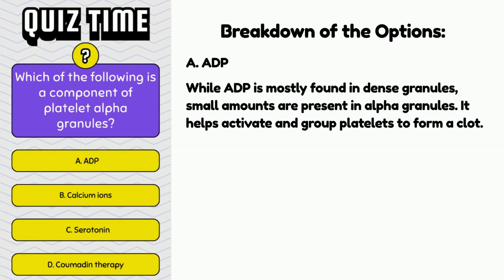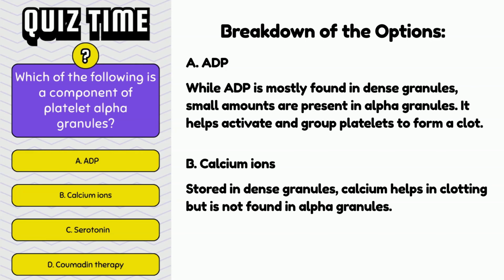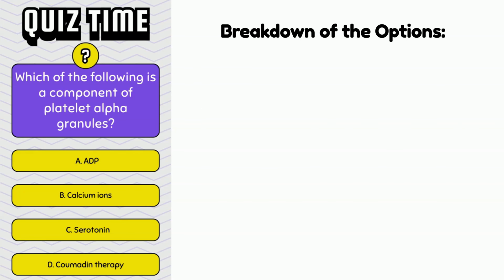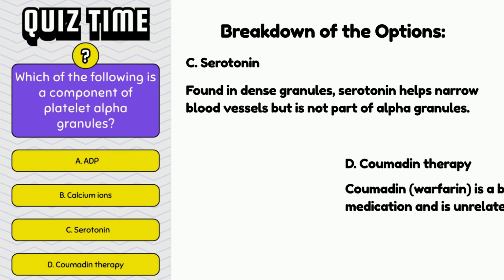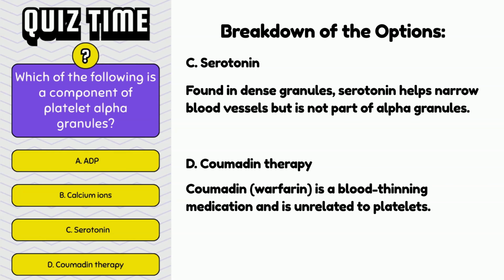A. ADP. While ADP is mostly found in dense granules, small amounts are present in alpha granules. It helps activate and group platelets to form a clot. B. Calcium ions. Stored in dense granules, calcium helps in clotting but is not found in alpha granules. C. Serotonin. Found in dense granules, serotonin helps narrow blood vessels but is not part of alpha granules. D. Coumadin therapy. Coumadin, warfarin, is a blood-thinning medication and is unrelated to platelets.